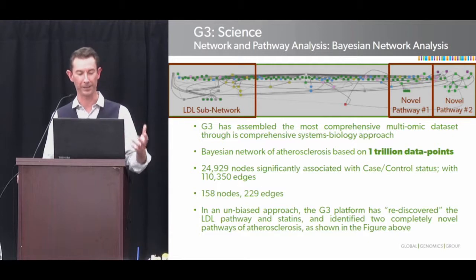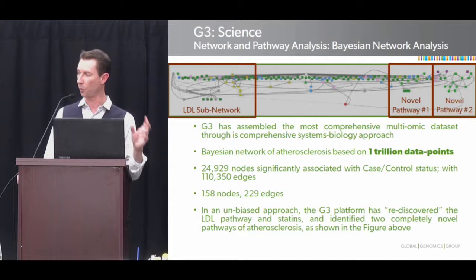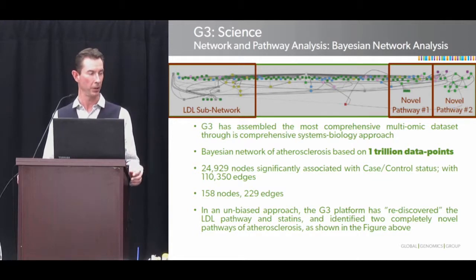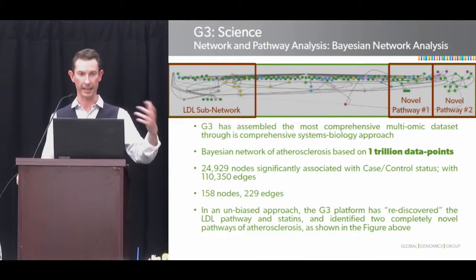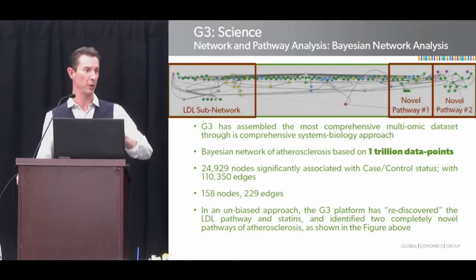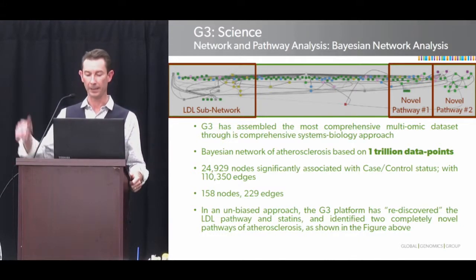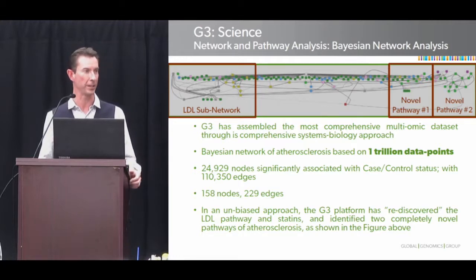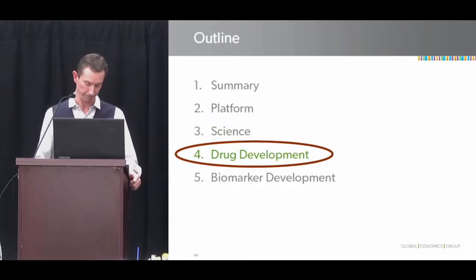There are lots of important things to say about this slide. One of them is that in this completely unbiased fashion, out of 1 trillion raw data points, we, quote, rediscovered the LDL pathway, including things like LDL, ApoB, Lp(a), PCSK9, etc. It's huge. If we didn't know about PCSK9 as a target, we would have discovered it in this context. And of course, we identified several novel pathways not intersecting with the LDL pathway, which are of great interest to us, and we're able to use that for very specific mechanistic insights.